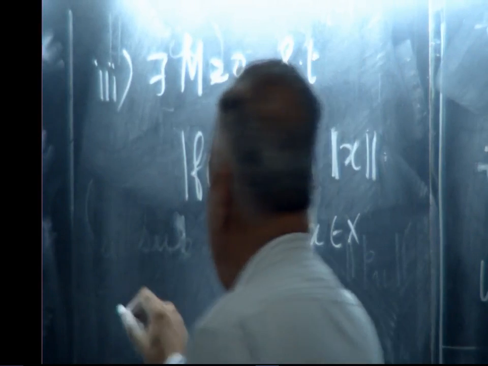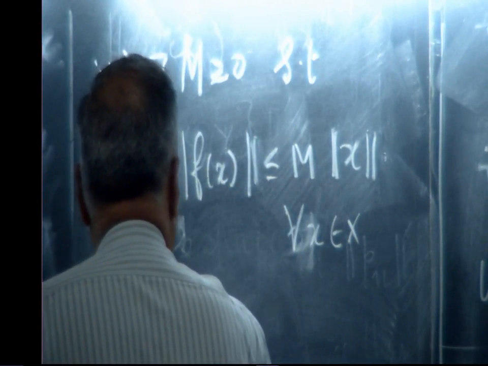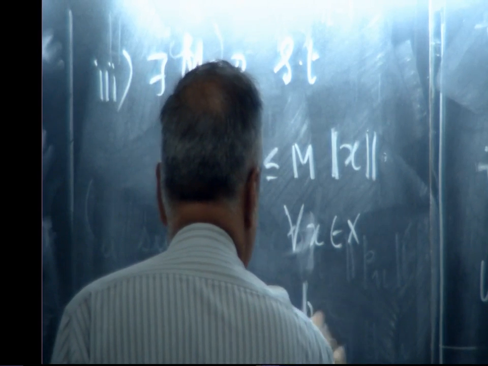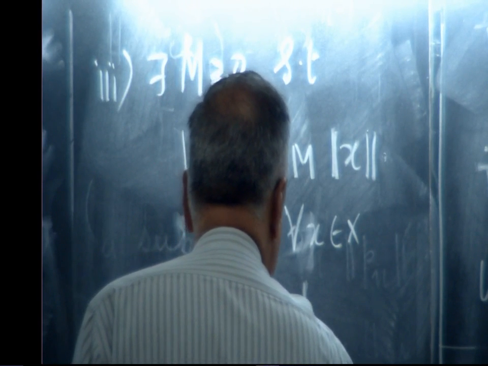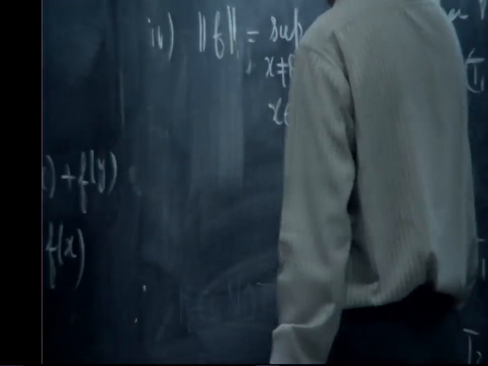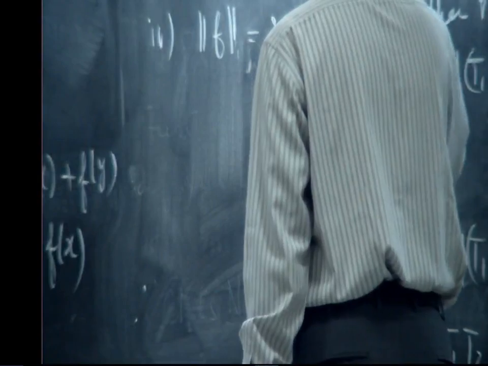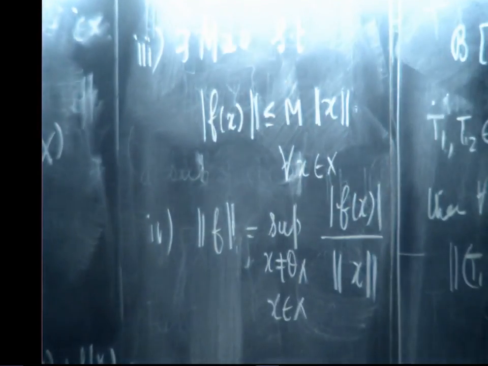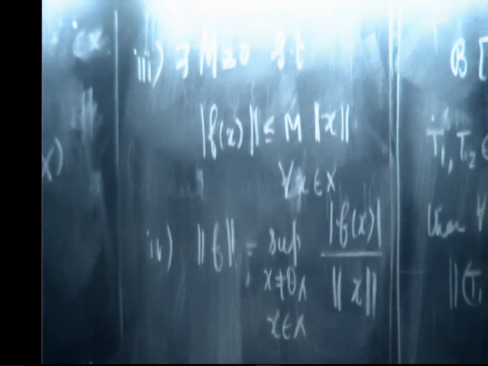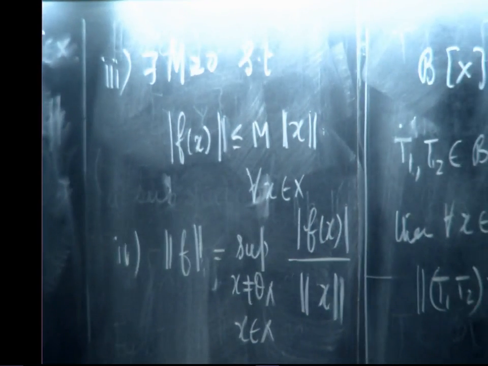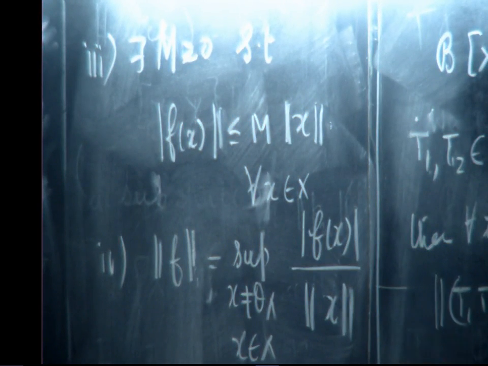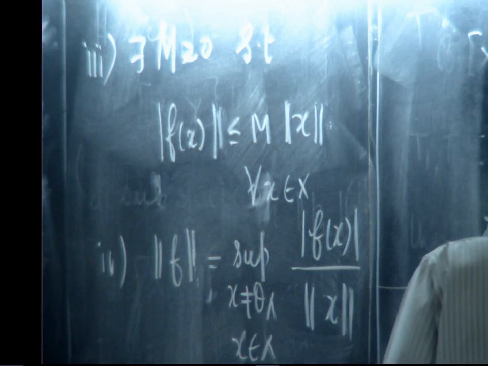And how do we define the norm of the transformation? It is defined as the supremum over x not equal to theta, x belonging to X, of mod f of x by norm x. This is what the norm of the functional is. The norm in the range is just a modulus because they are all numbers. This is what we mean when f belongs to X star.